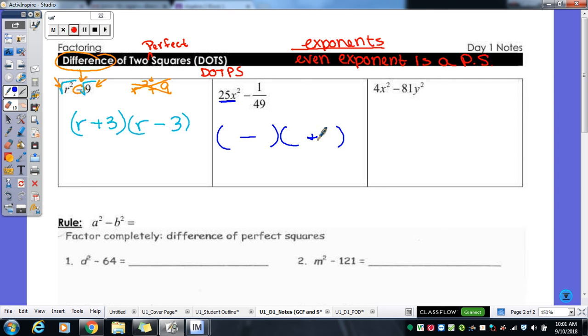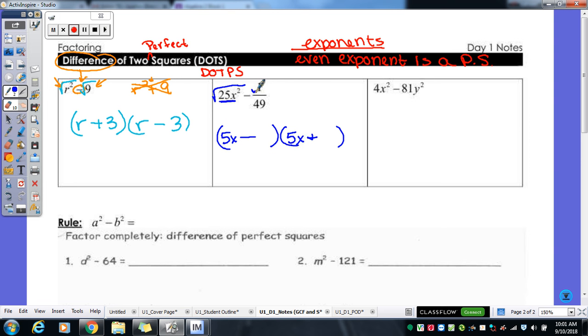Just because the order doesn't matter, I'll switch it up and put my negative first this time and then my positive. So again, now I'm going to take the square root of my first term. What's the square root of 25? 5. And then the square root of x squared? X. So our first terms are going to be 5x and 5x. The square root of the first one goes in the first spots.